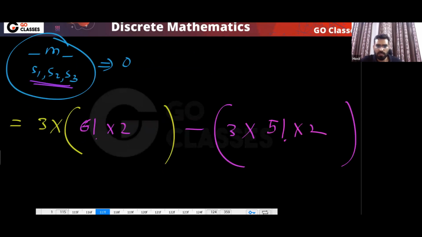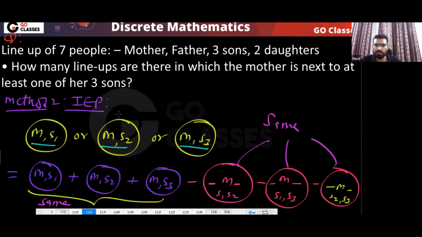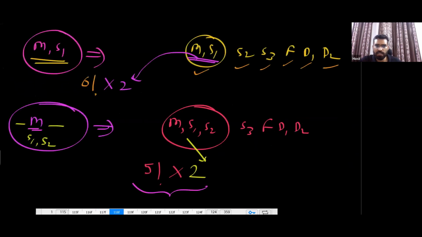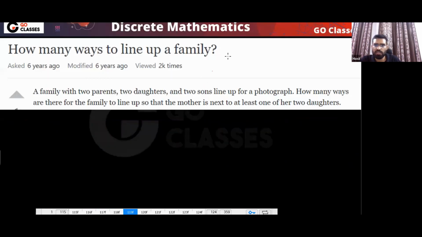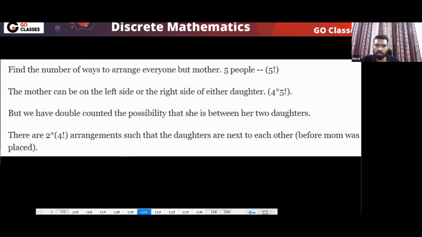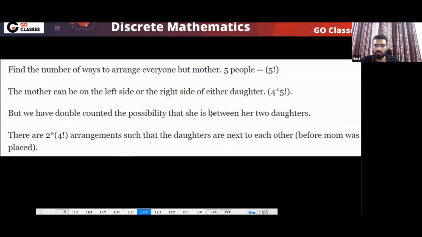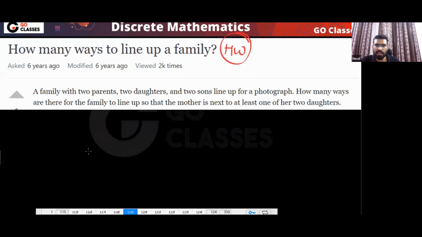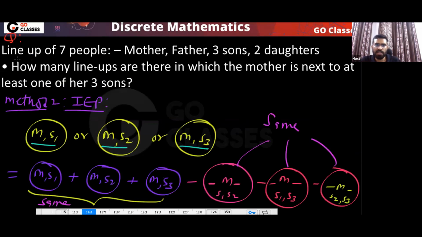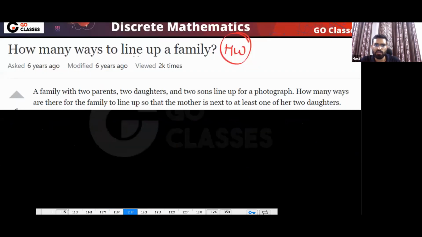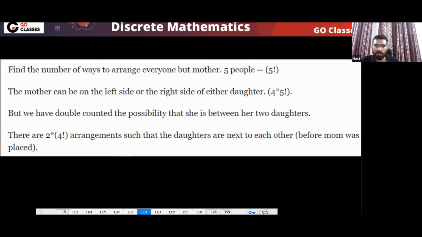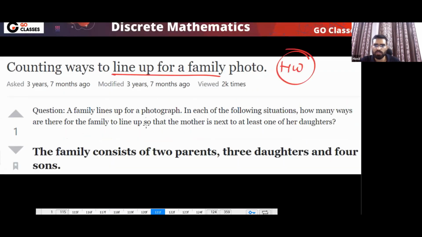Is this clear? Anyone has any doubt in this? Inclusion exclusion principle, so these are some applications. These are some questions. This question you can take as homework. The answer is here, so you can check the answer. This question you can take as homework. These are similar questions, like this is your family lineup. Line up a family, this type of questions are there.